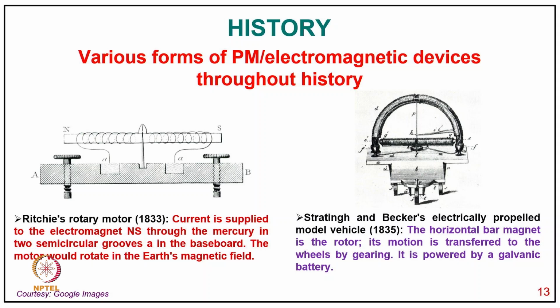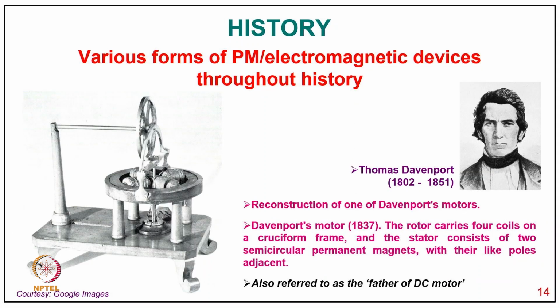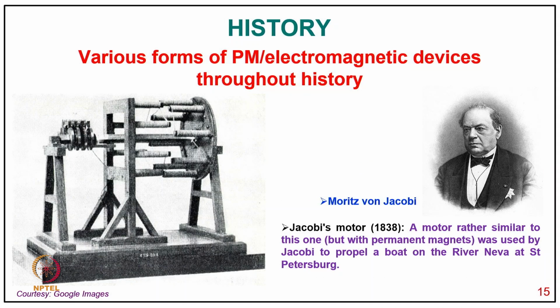And the Becker electrically coupled motor vehicle. The horizontal bar magnet is the rotor, and its motion is transferred to the wheel by gearing, and it is powered by a galvanic battery. And typically Thomas Davenport, the constructor of one of the Davenport motors. In the Davenport motor of 1837, the rotor carries four coils on a cruciform frame, and the stator consists of two semicircular permanent magnets with like poles adjacent, and he is also referred to as the father of the DC motor.